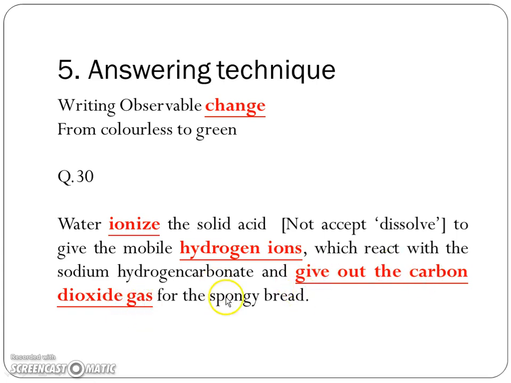But why can carbon dioxide gas be produced? That is due to the hydrogen ions reacting with the hydrogen carbonate ion. So why are there mobile hydrogen ions? That is because water can ionize a solid acid.